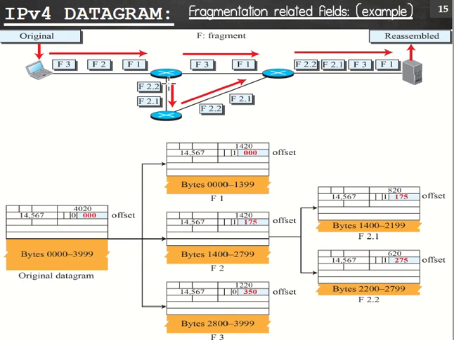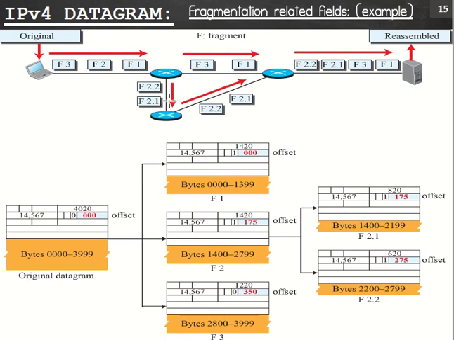Now you have a router here, and since it is connected to one more network, this particular router cannot handle this entire fragment f2. So what it is going to do is further divide this into f2.1 and f2.2.